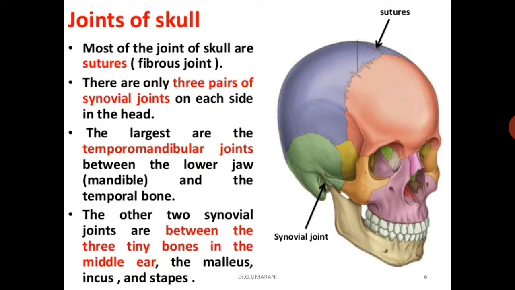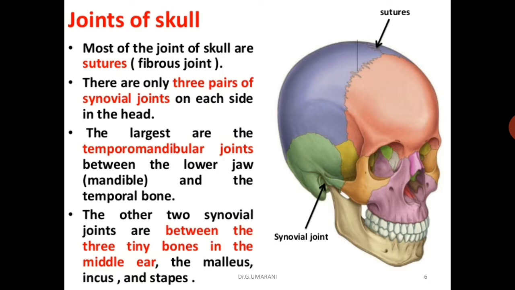Next are the joints of the skull. Most of the joints of the skull are immobile. They are made of fibrous tissue, known as fibrous joints, also known as sutures. During childhood, these sutures can open up if intracranial tension increases. In adults, these bones are interlocked and the sutures cannot open up. In old age, the sutures are gradually obliterated by fusion of the adjoining bones.